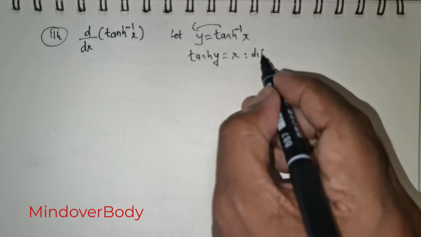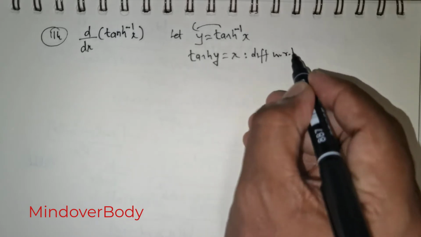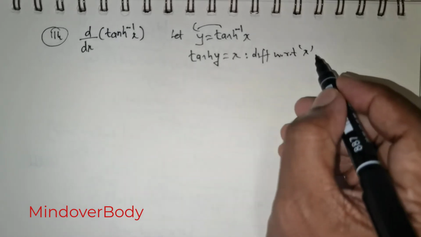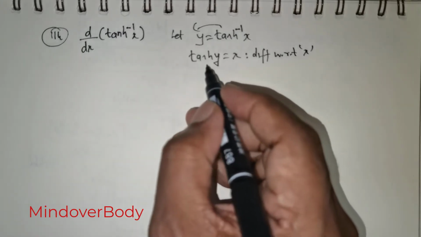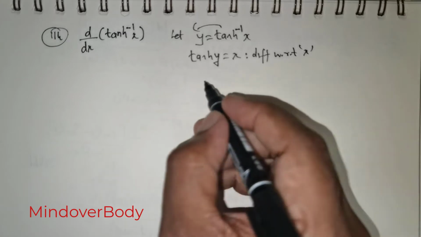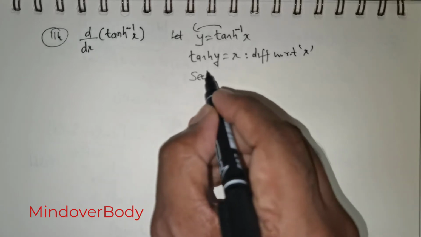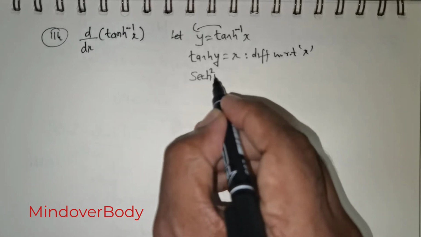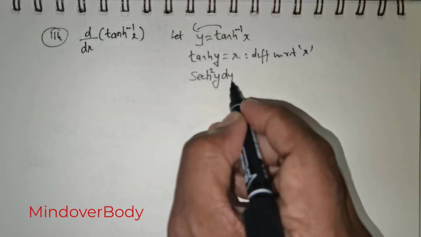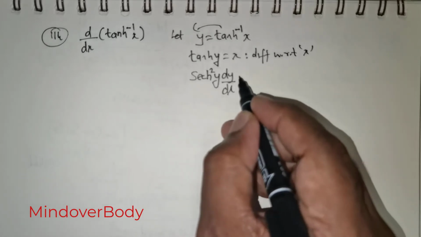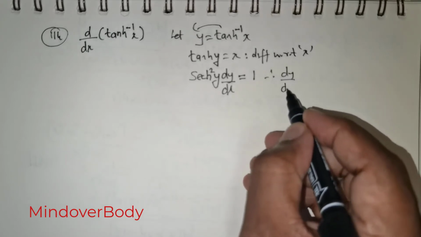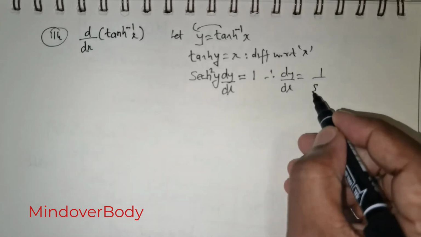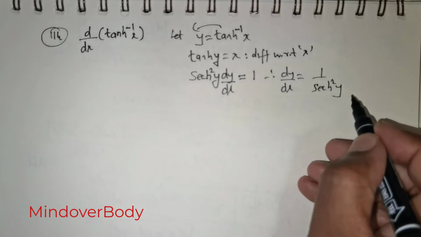Then I would be differentiating with respect to x both sides. Differential of hyperbolic tan y would give me secant squared y times the differential of y, which is dy over dx. Differential of x is 1. So therefore from here dy over dx is 1 over secant squared y.